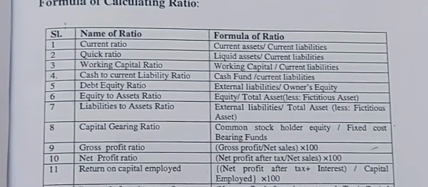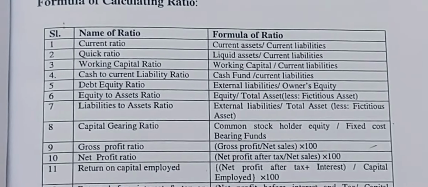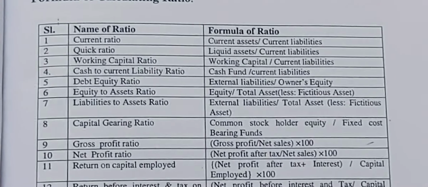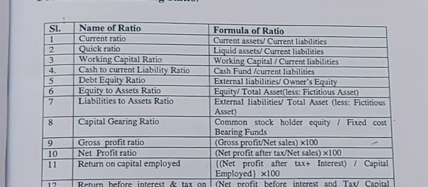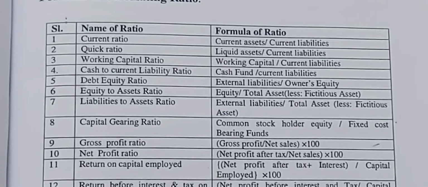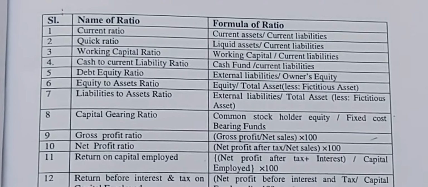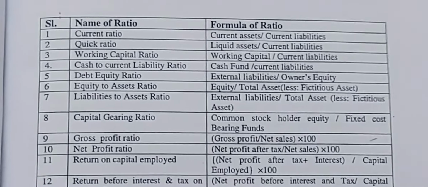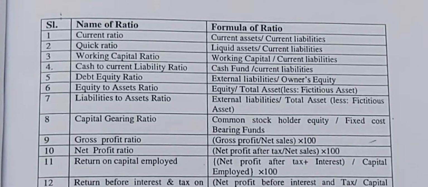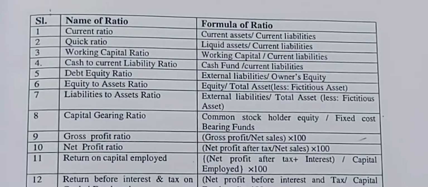Number 5, debt equity ratio: external liabilities divided by internal liabilities, that is owner's equity. Number 6, equity to assets ratio: equity divided by total assets except fictitious asset.